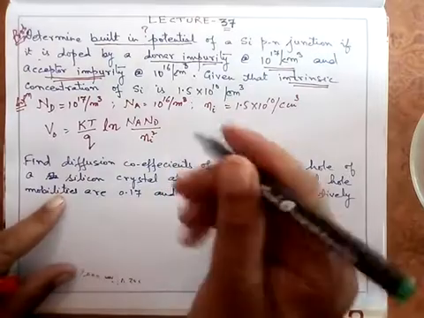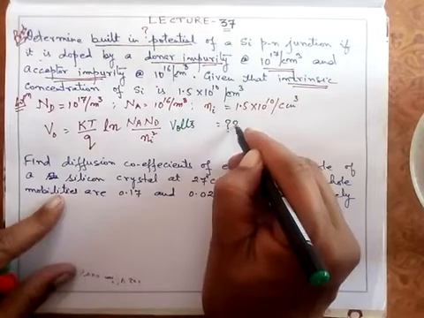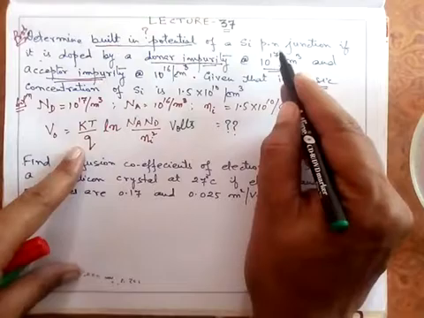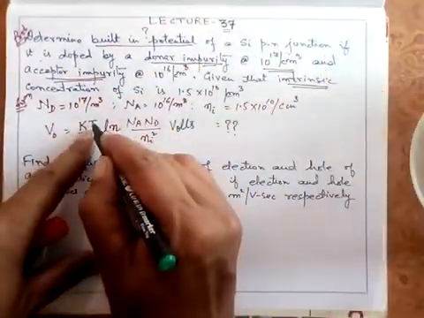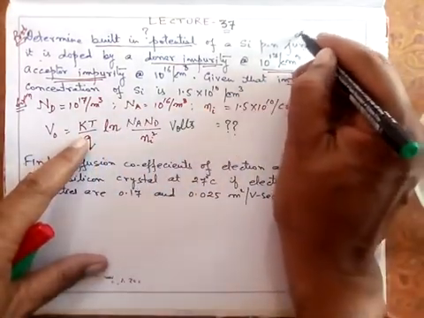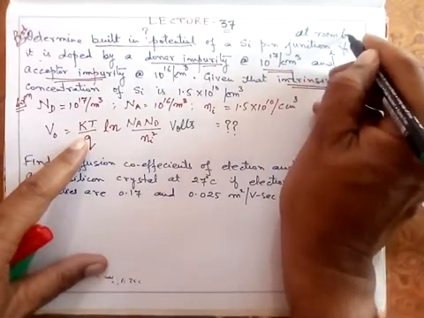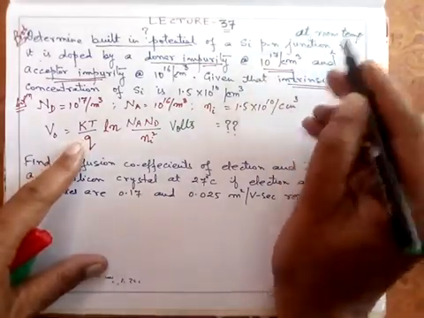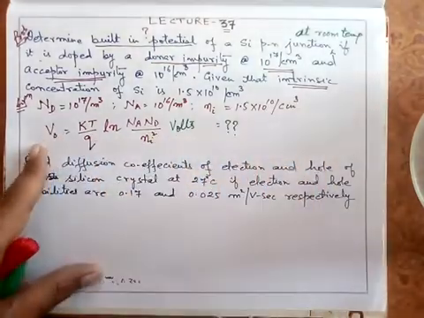and I leave this as a calculation for you. This much volts, whatever you get, will be the final answer. I leave this as an exercise for you. Now, one more thing: since the temperature is not given, I assume it at room temperature. I am writing here, but if it is not given, you assume it as room temperature. If temperature is given to you in Kelvin, it's fine. Otherwise, assume this as room temperature, and you just simply find the built-in potential in volts, whatever you obtain. So this is the first problem.